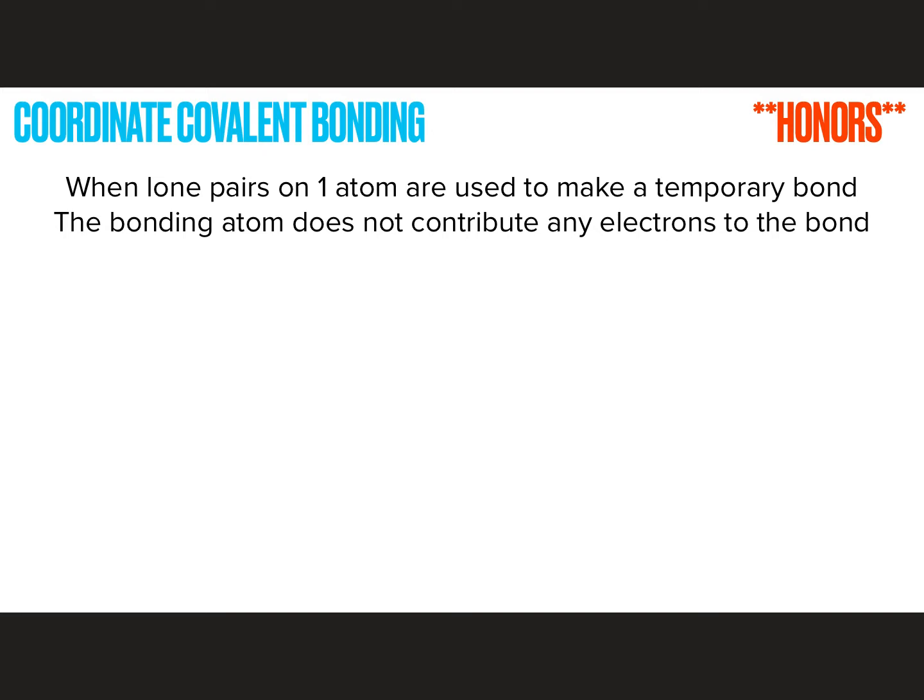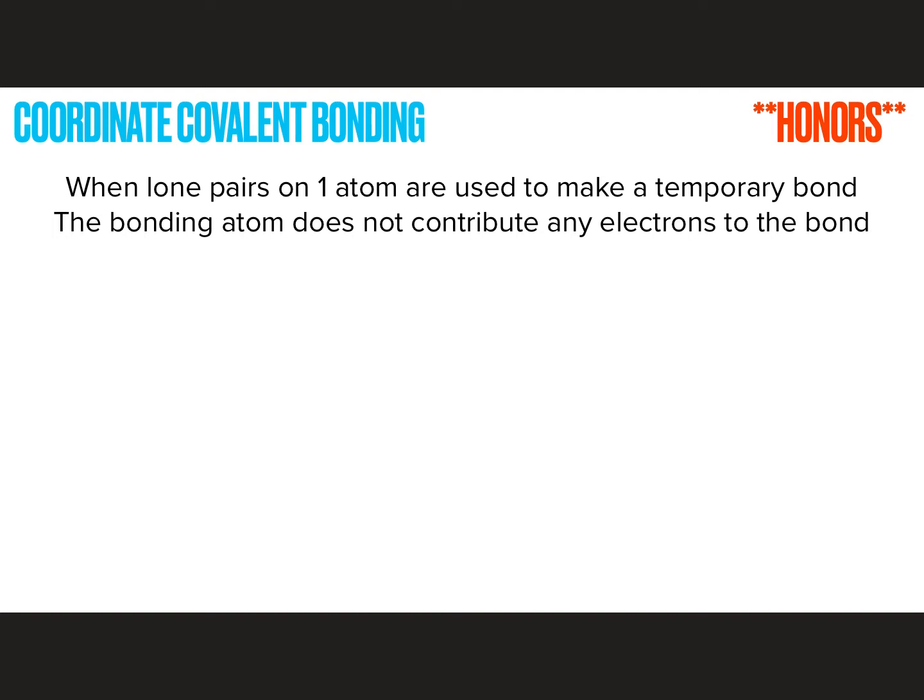Another advanced topic is called coordinate covalent bonding. This occurs when lone pairs on one atom are used to make a temporary bond. It's not a full covalent bond, but they all come from one atom. They're not one from each. They're two coming from one side. The one that's coming in to bond actually doesn't contribute any electrons.